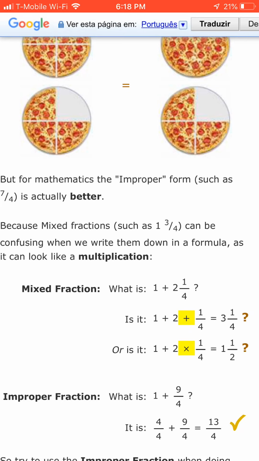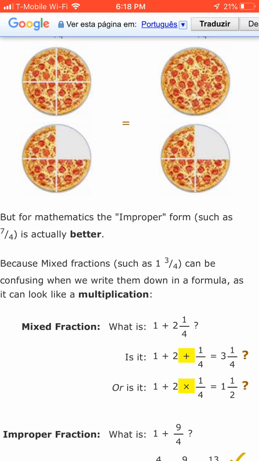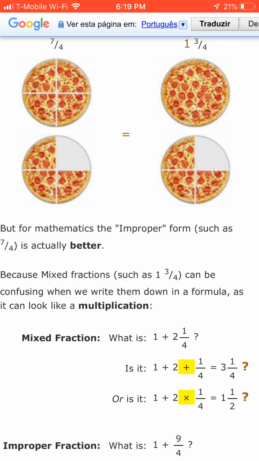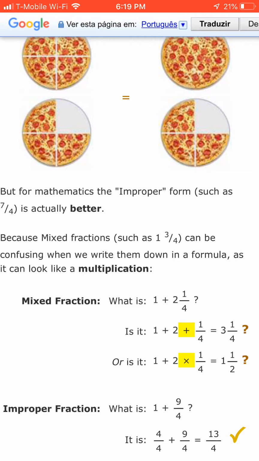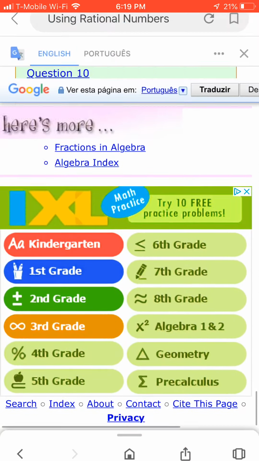The first one is a mixed fraction, remember this. Now this is an improper fraction. What is 1 plus 9/4? Think and write on paper what is the answer. Good. It is 4/4 plus 9/4 equals 13/4. Good. This is an improper fraction. So try to use improper fractions when you're doing mathematics. Okay.